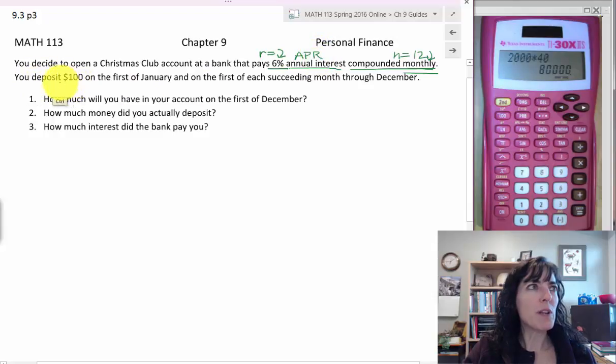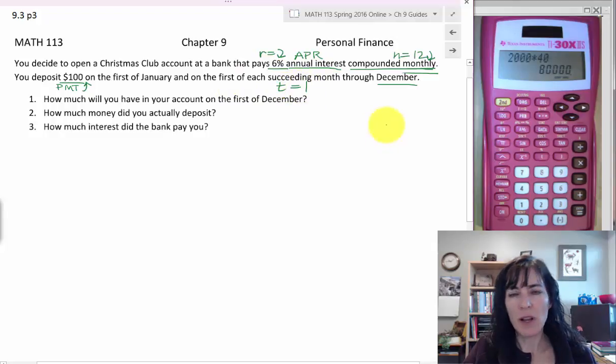Okay, you deposit $100, so that's your payment, on the 1st of January and on the 1st of each succeeding month through December. So it looks like a full year, January all the way through December. So my T equals 1. I have 1 year that I'm depositing. How much will you have in your account on the 1st of December? So that would be after you make your last deposit.